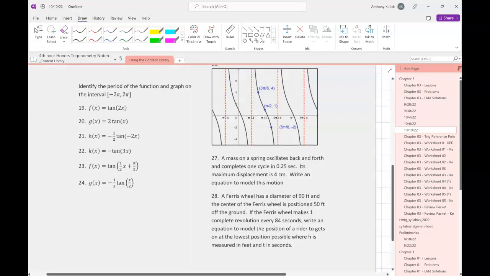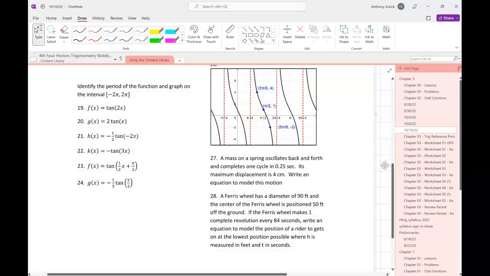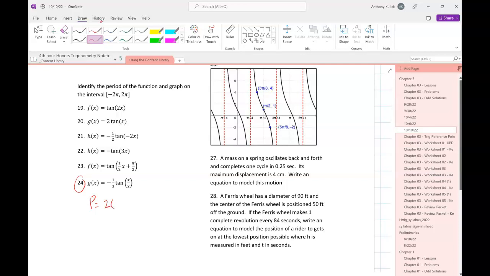All right, it says identify the period for the function, then graph it on the interval from negative pi to 2 pi. Did you have any problems with the period? No, I just really don't do the... Oh, that's the A. So the period is just going to be 2 pi, right?